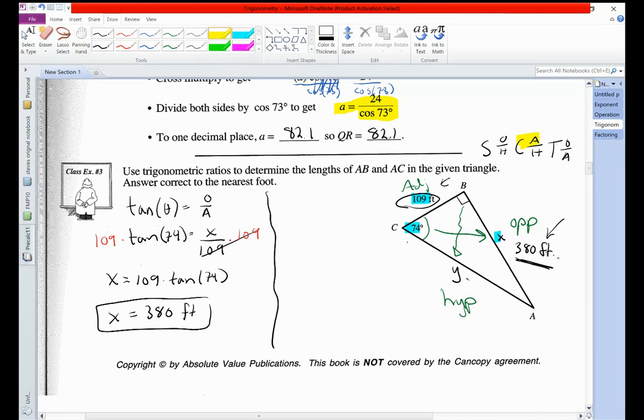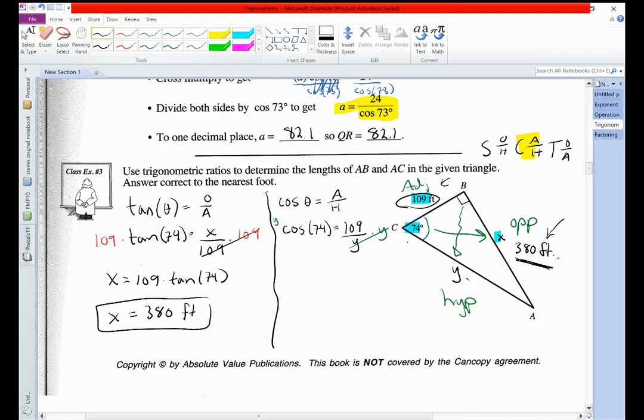So the ratio we're going to use is the cosine, adjacent and hypotenuse. So we know cos of theta is equal to adjacent over hypotenuse. We can fill in the values we know. Cos of 74 is equal to adjacent, which is 109, over hypotenuse, which we'll say is y. So now I need to do a couple steps of algebra to solve for y. I'm going to multiply both sides by y so that they cancel out on this side.